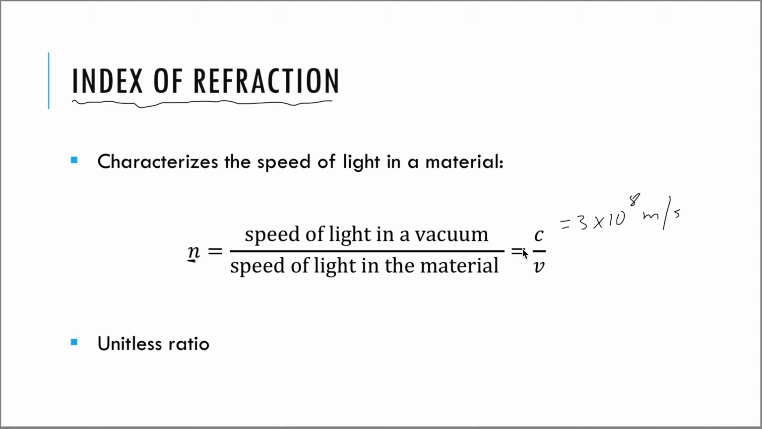So to understand this better, you can think about the fact that if the speed is very slow, if this v is a very small number compared to the speed of light, then that means that the index of refraction for that material is going to be higher. So you can see how the index of refraction characterizes the speed of light in a material. This variable here is a unitless ratio. There are no units because you are dividing two speeds.